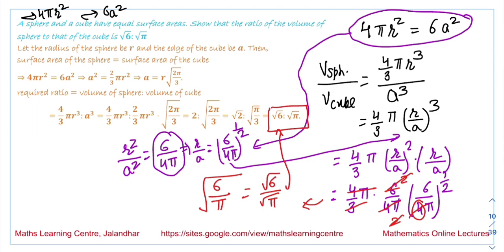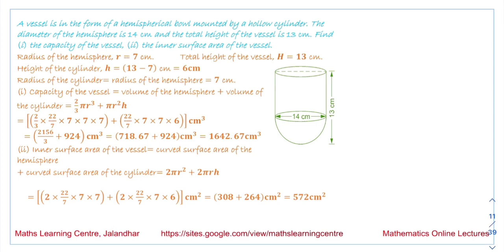Next, a vessel is in the form of a hemispherical bowl mounted by a hollow cylinder. So we are saying this is a hemispherical bowl, and it is mounted by a hollow cylinder. This is the hollow cylinder, lying on this hemispherical bowl. The diameter of the hemisphere is 14 centimeters. It means the radius over here is 7 centimeters, and the total height of the vessel is given to be 13 centimeters. We have to find, number 1, the capacity of the vessel, and number 2, the inner surface area of the vessel.